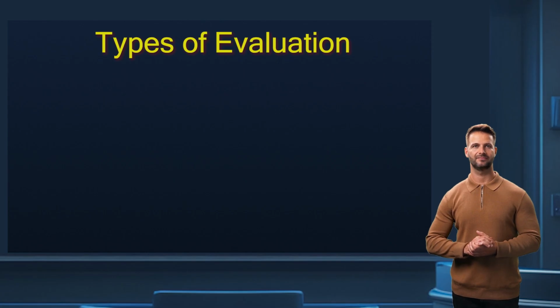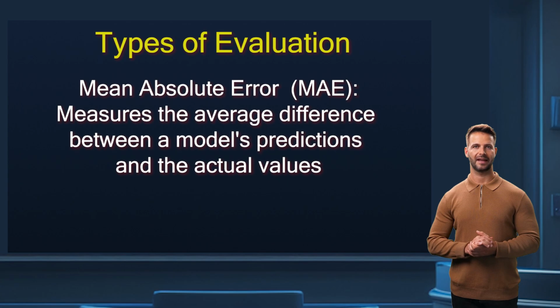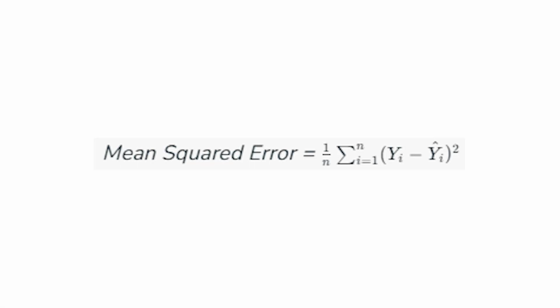Also cool. Third, mean absolute error, MAE. Mean absolute error is a metric used in machine learning to measure the average difference between a model's predictions and the actual values. It's a common way to evaluate the accuracy of regression models. Here is the formula. Subtract each predicted value from the corresponding actual value. Take the absolute value of each difference, average the absolute values.